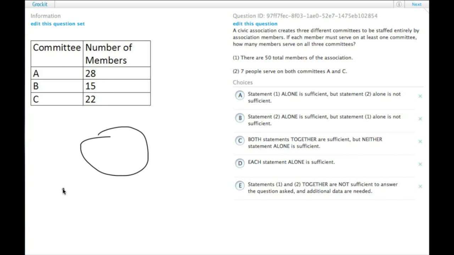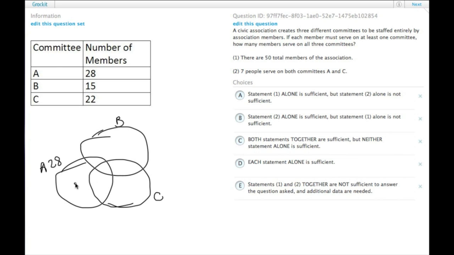to imagine a Venn diagram where these 3 things overlap. Excuse the ugly circles, where let's say this is A and this is B and this is C, where A has 28 members in the circle between the non-overlapping and the overlapping parts, B has 15, and C has 22.